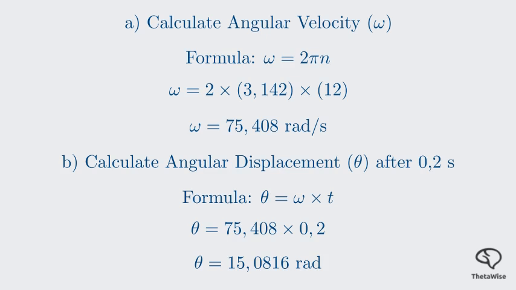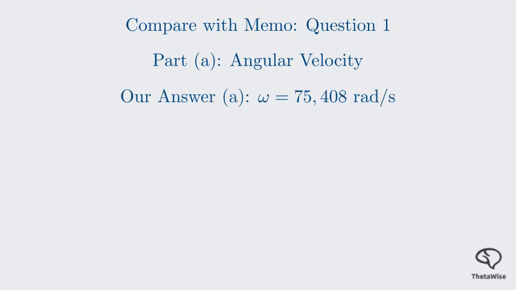Let's compare our answers to the memo to ensure accuracy. Now let's compare our solution for question 1 to the provided memo. We need to be careful with the value of pi. First, for part A, the angular velocity. Our calculation, using pi equals 3.142, resulted in 75.408 radians per second. The memo, however, seems to have left its answer in terms of pi, 24 pi radians per second. If we calculate this, 24 times 3.142 is 75.408 radians per second. So, our answers are numerically identical. The memo just presented it differently.